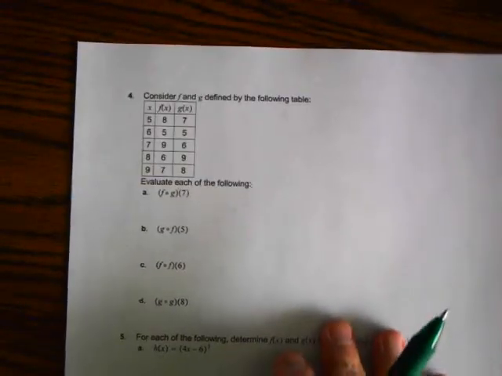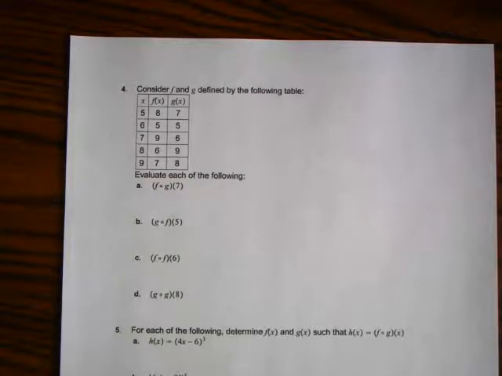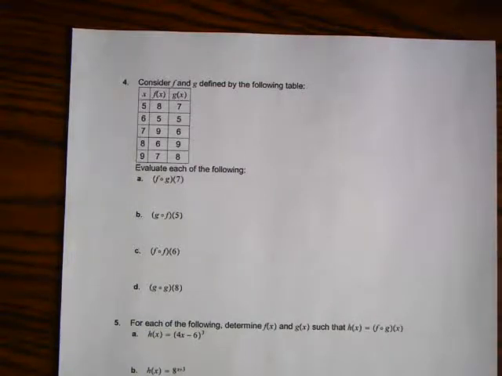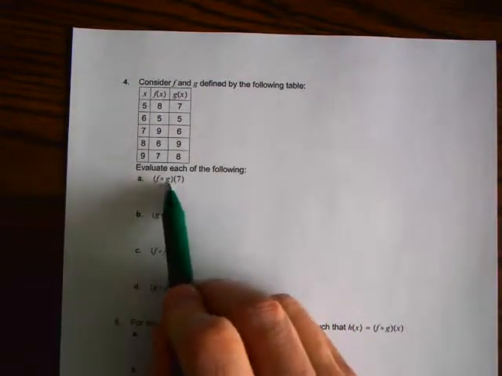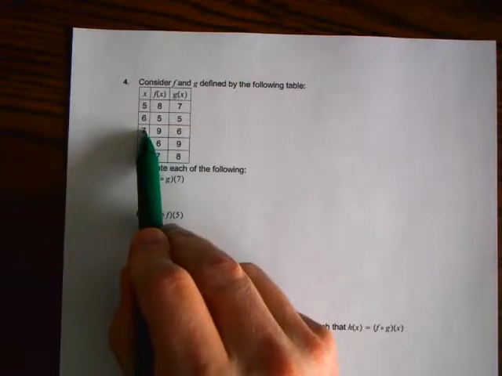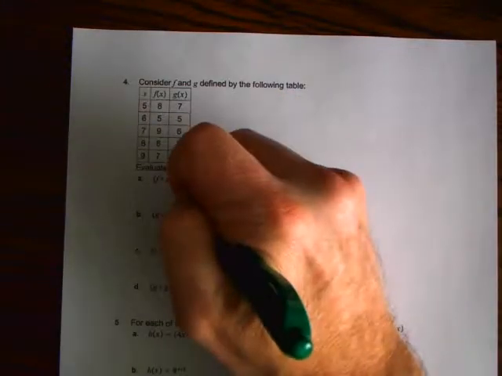All right, the next thing we have. Consider f and g defined by the following table. Evaluate each of the following, f of g at 7. All right, so these questions tend to really bother students because there isn't a formula. The good news is you don't need a formula. This is actually easier than having a formula, because this says take 7 and plug it in for g. Well, looking at the table, I go to where x is 7. If I plug in 7, I get 6.